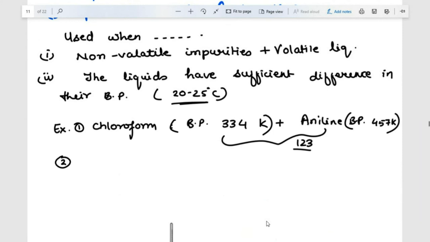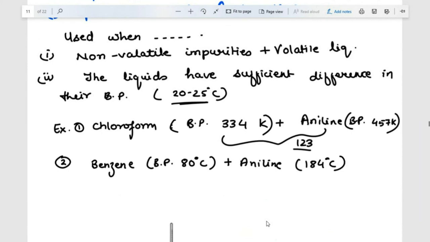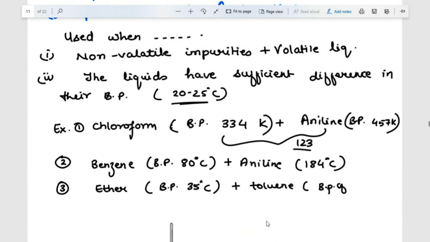Example number 2 is the separation of benzene, whose boiling point is 80 degrees centigrade, when it is mixed with aniline. Aniline, as you already saw, is so high. In degrees centigrade, it is 184. You can also separate ether, which has a boiling point of 35 degrees centigrade, when it is mixed with toluene, which has a boiling point of 110 degrees centigrade. And so on.